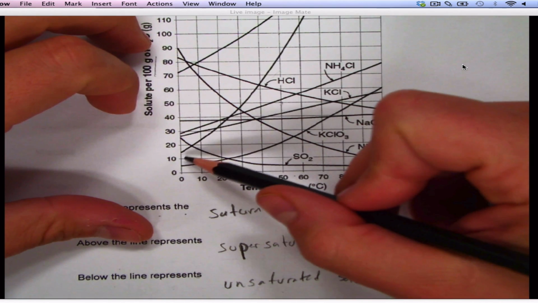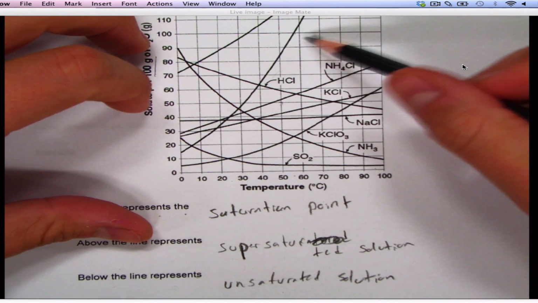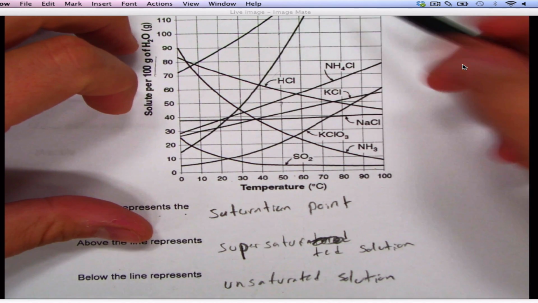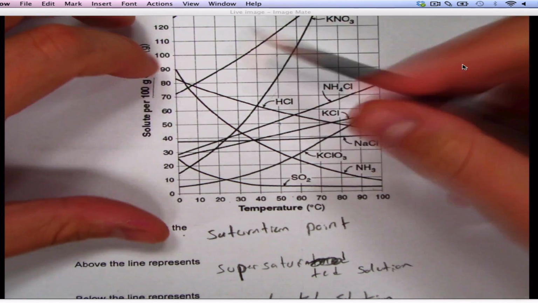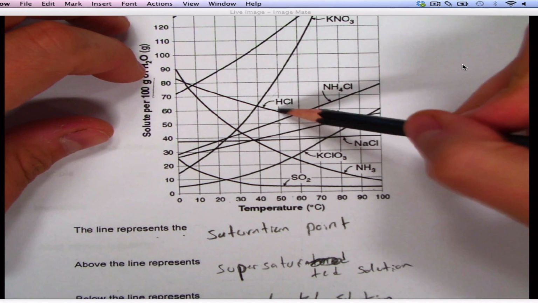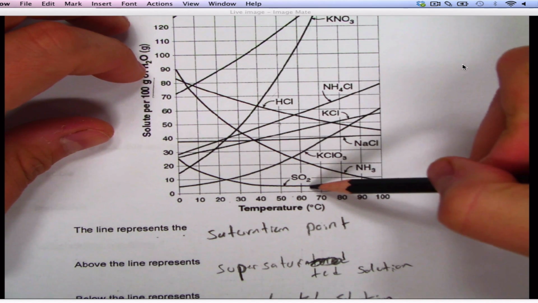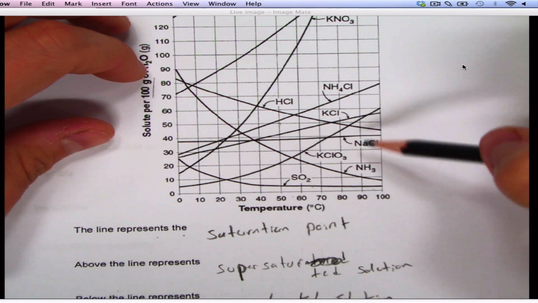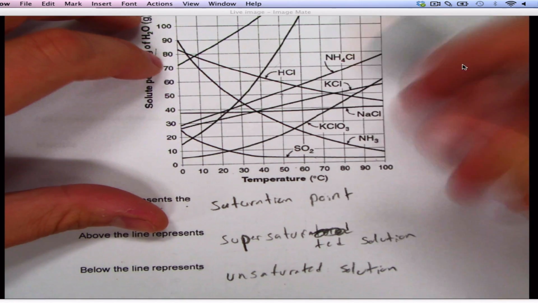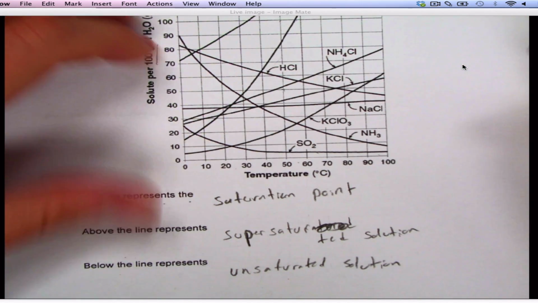Generally, as you increase your temperature, the amount you can dissolve increases, but that holds for solids. For gases, if you notice gases like right here, HCl, NH3, SO2, as temperature increases, their solubility actually decreases. So solids behave a little differently than gases when you're talking about solubility.